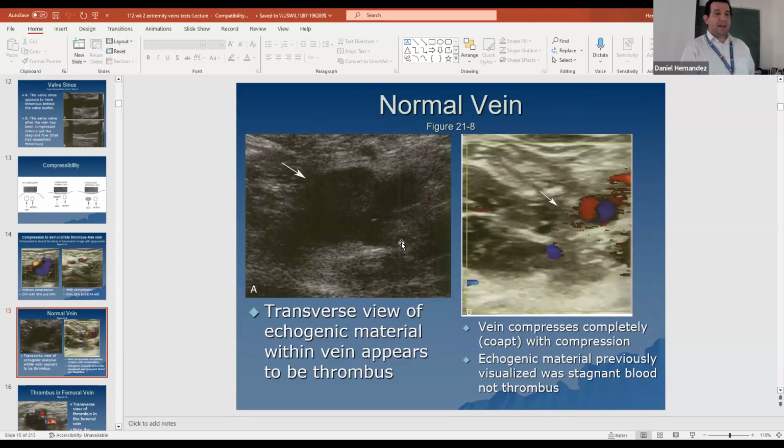And when we compress down, the vein completely compresses down. We're left with just the artery. So we know that was just a fake out. Maybe this was just artifact, and there's no DVT.